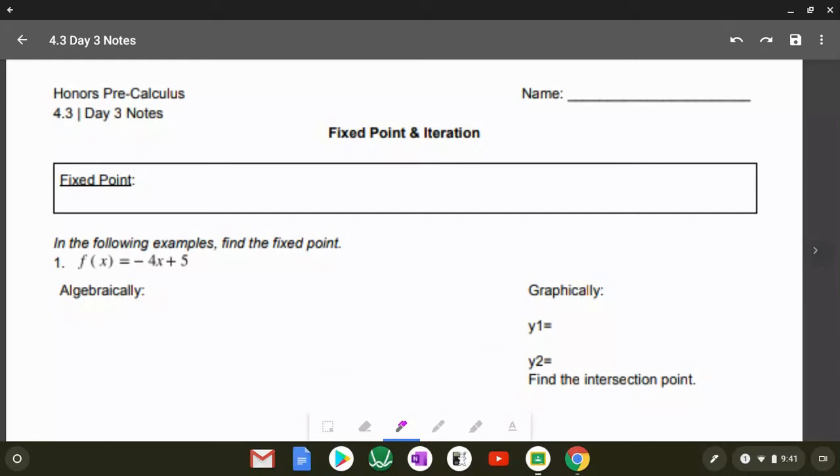So today we're going to be on Chapter 4, Day 3. We're going to talk about fixed points and iterations. A fixed point is a point where, on your graph, f of x equals x, meaning that the input is equal to your output. So that's what a fixed point is, the point where the x value is equal to the y value.